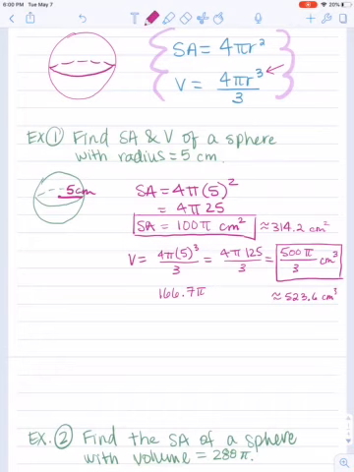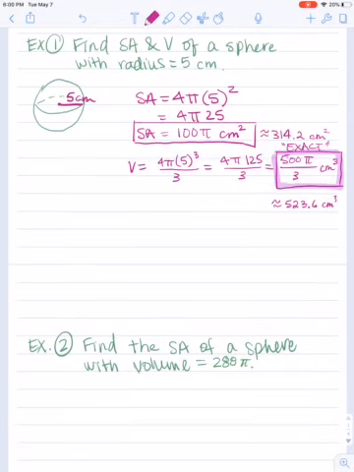So I either want it as an exact value, which would be this 500 pi over 3. Okay, that's an exact value. Or I want the whole thing as a decimal, which means you're typing in the pi. Okay, cool. So that's the most basic kind of problem you're going to see.